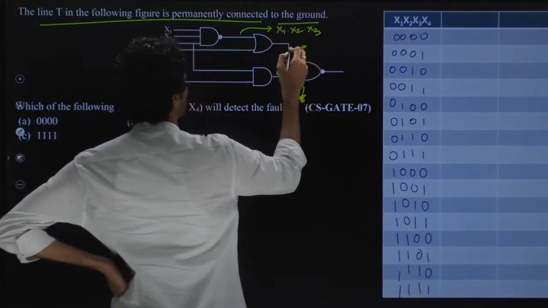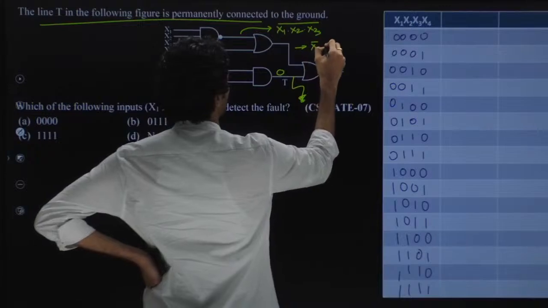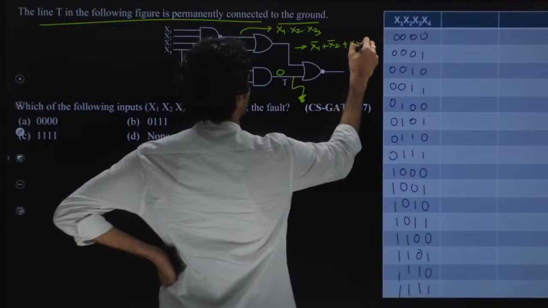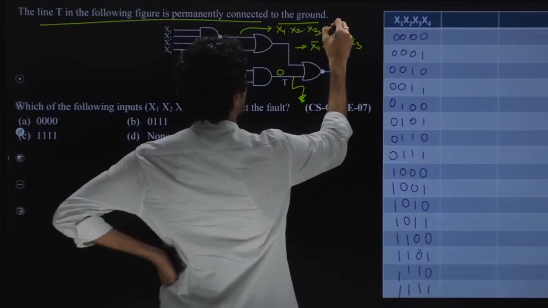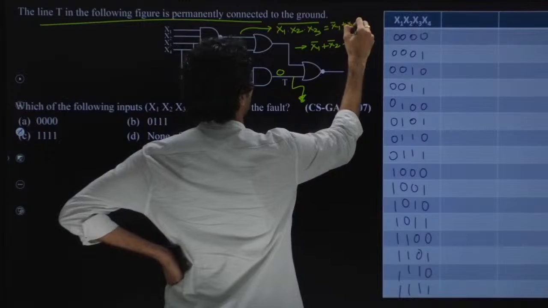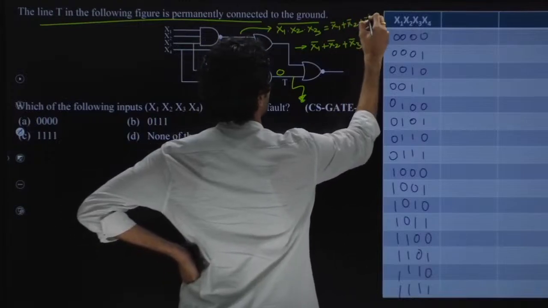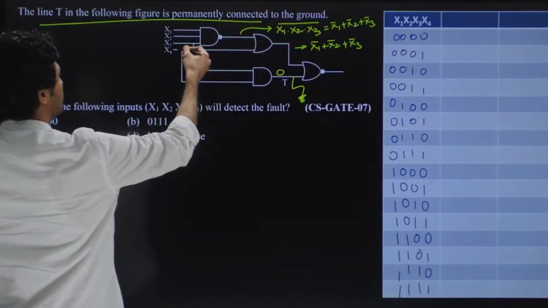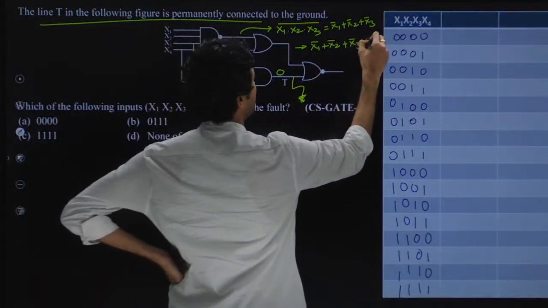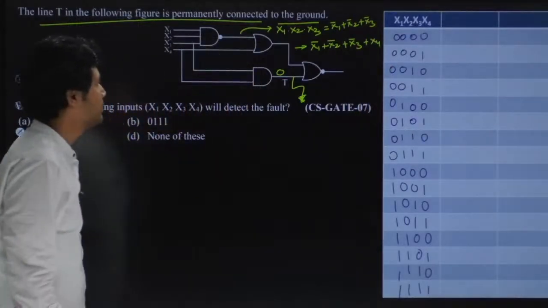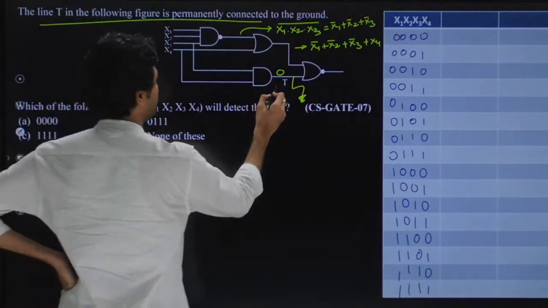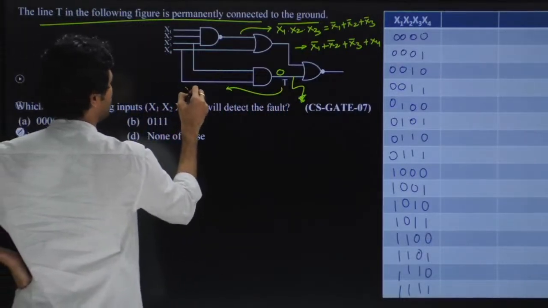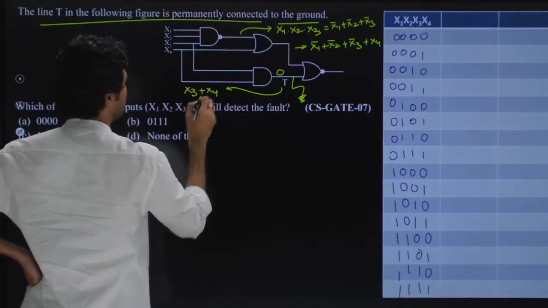And then what about this one? This is basically x1 bar plus x2 bar plus x3 bar, by applying De Morgan's theorem. And the other variable for this is x4, so plus lastly x4. Then what is t equal to? T is equal to x3 plus x4. So this is x3 plus x4.